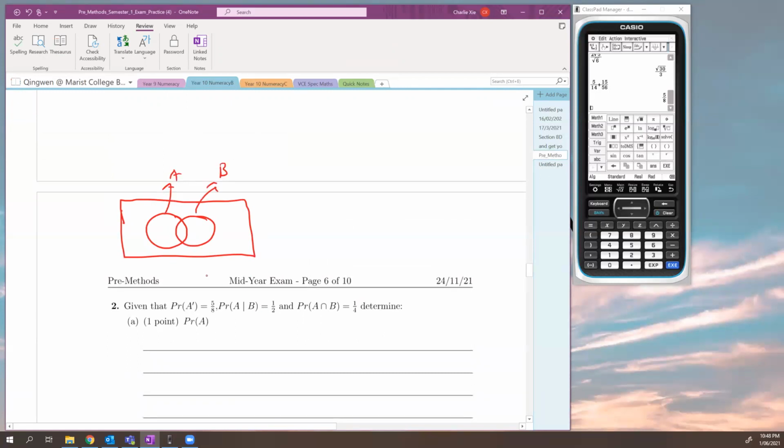Okay, let's fill in the information we know. We know A intersect B is 1/4. This 1/4 is in the middle, and then we know given B, the probability of A is 1/2. So given B means out of B, the probability of A is 1/2. So this is probability of A, right? Which means out of B, this is 1/2. So 1/4 out of B is equal to 1/2. Therefore, B is equal to 1/2.